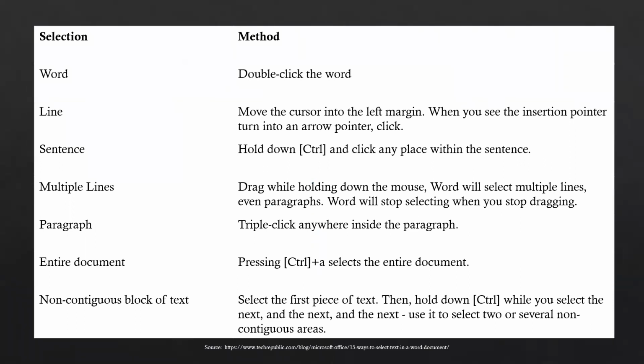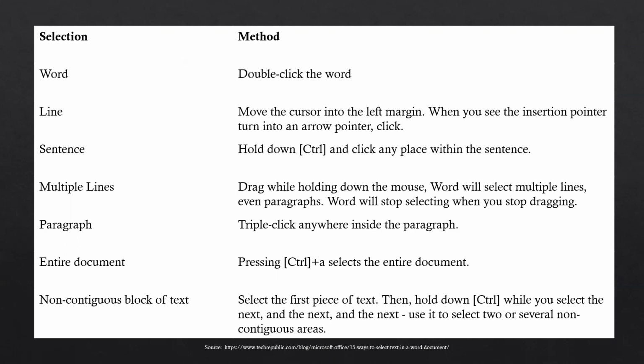So there's some selection things. The idea here is if you put your cursor in the middle of a word and you double click, it'll highlight the word. If you move your cursor to the left margin outside a line and then you click, it'll highlight the whole line. If you go to a sentence and hold down the Control key and then click anywhere in that sentence, it'll highlight the whole sentence. So this is easier than having to do a click drag over it. You could just click drag highlight, but these are just ways to make it easier.